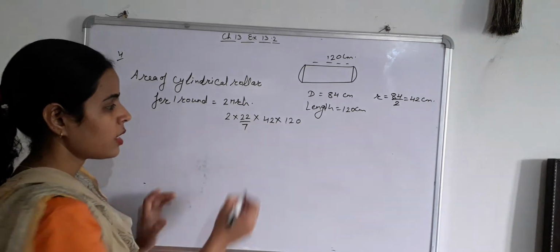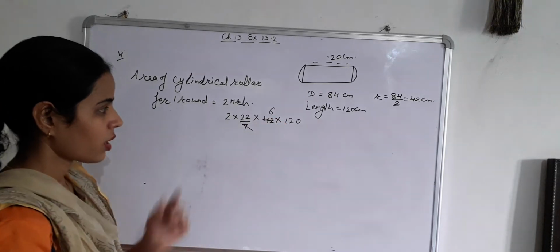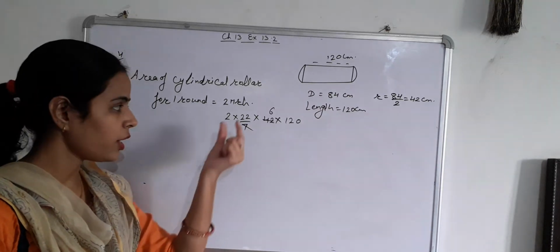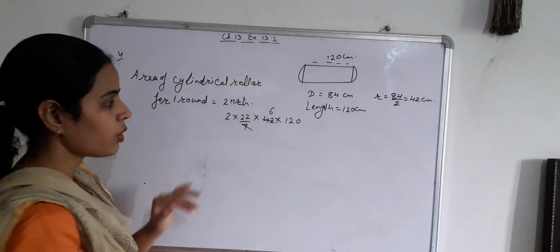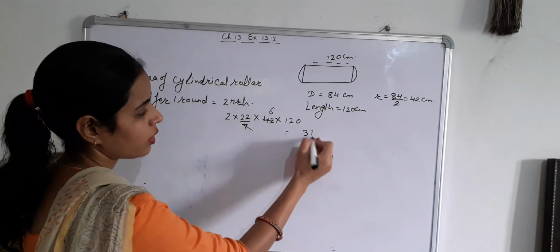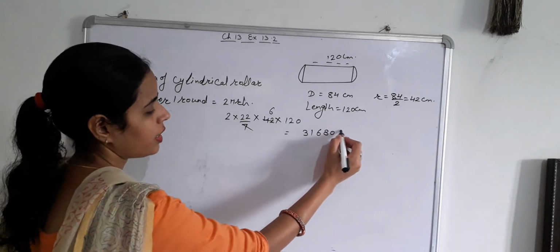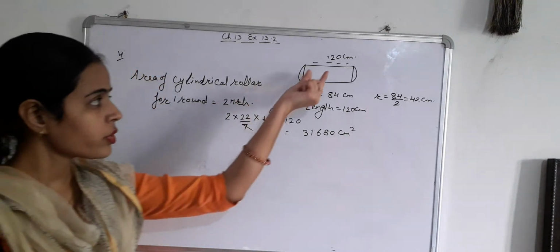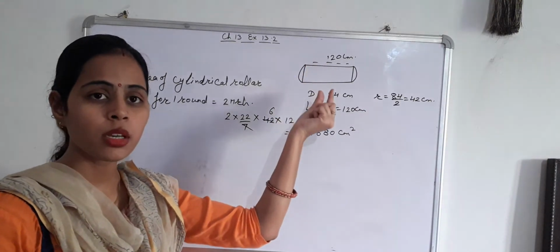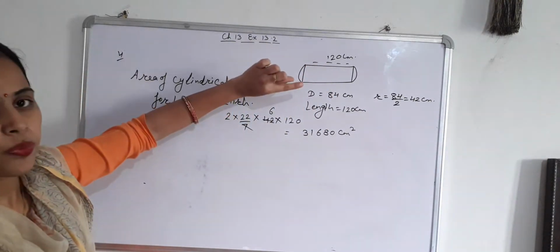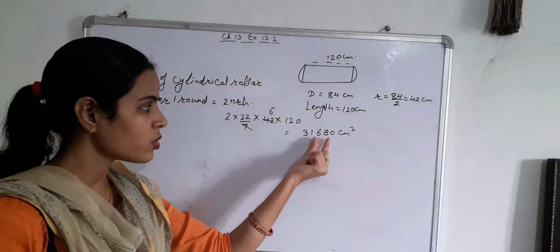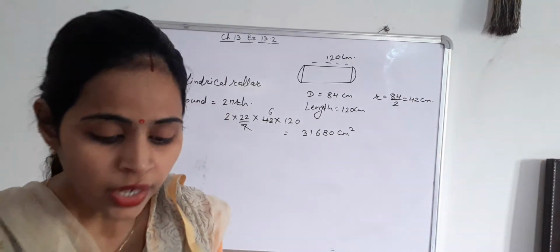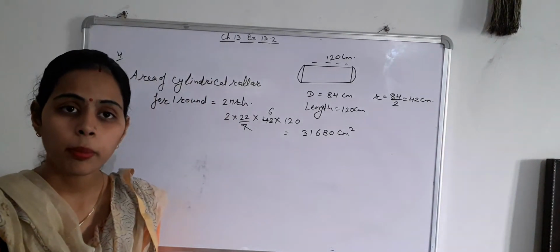Now 42 is cancelled by 7, 6. 6 into 2, 12. 12 into 120 and into 22. After calculating these terms, 31,680 comes out centimeter square. So area of this roller when it completes one round equals 31,680 centimeter square.